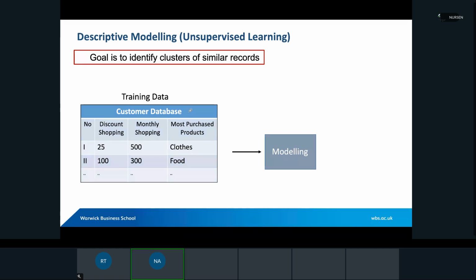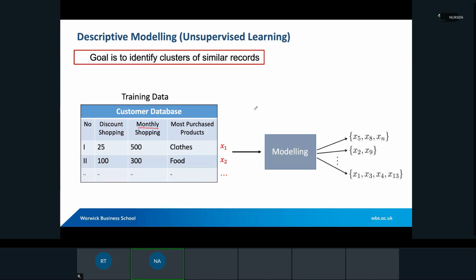Let's say we have a customer database case. This is a retailing example. For each customer in our database, we know how much they spend on discounts, how much they spend on monthly shopping, and what they purchase most. So we keep all of this customer transaction data, and let's say we mark each customer as X1, X2, and so on, and then this model actually returns different customer groups.